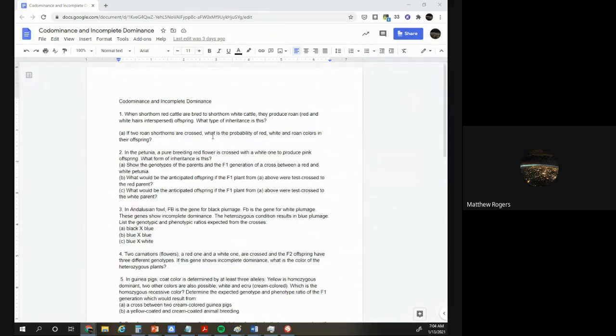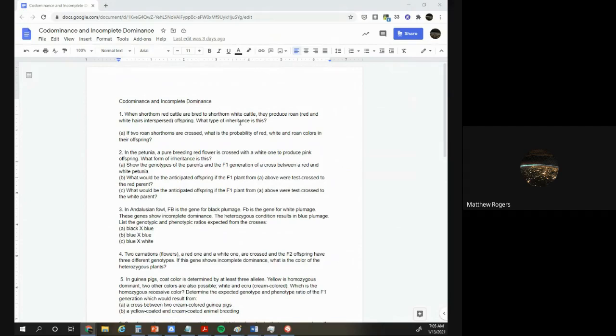Okay. So number one, when shorthorn red cattle are bred to shorthorn white cattle, they produce roan, which is red and white hairs interspersed, offspring. What type of inheritance is this? So right off the bat, both colors are showing. This is going to be codominance. Codominance is when both of a trait shows.